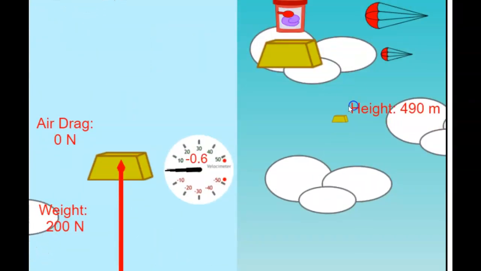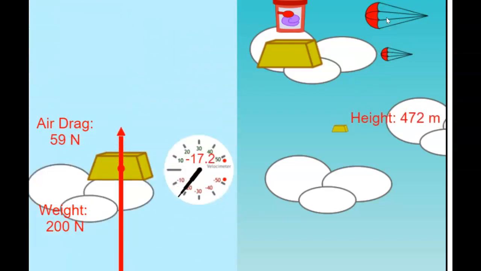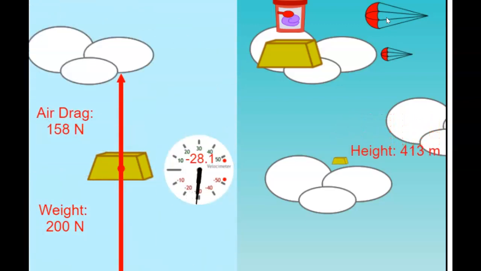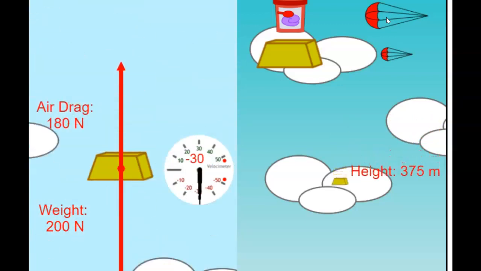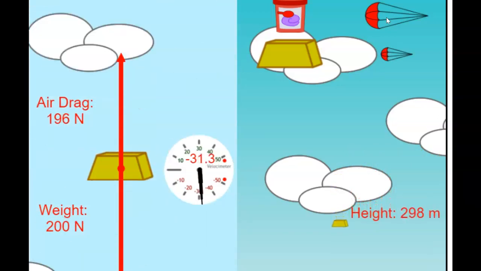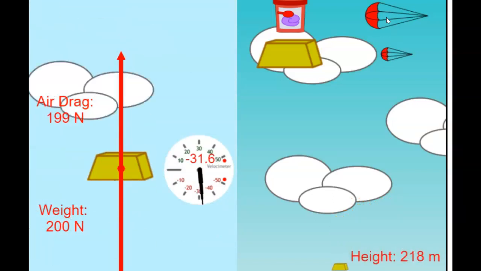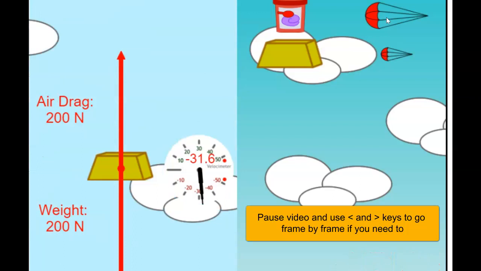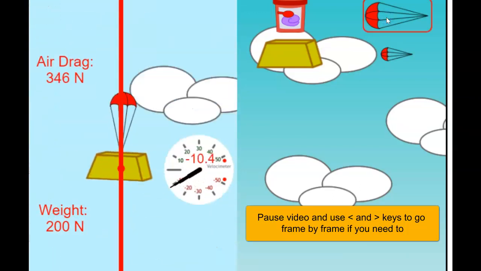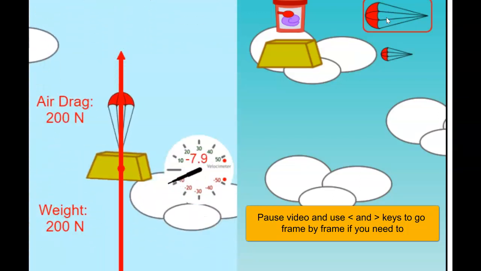This time, after it reaches terminal velocity, I'm going to deploy the large parachute, and we want to watch and see what happens right after we do that, right after the large parachute comes on. And so when you're watching this video, you can probably pause it, and then you can use the greater than and less than keys to do frame by frame. So here comes the large parachute.